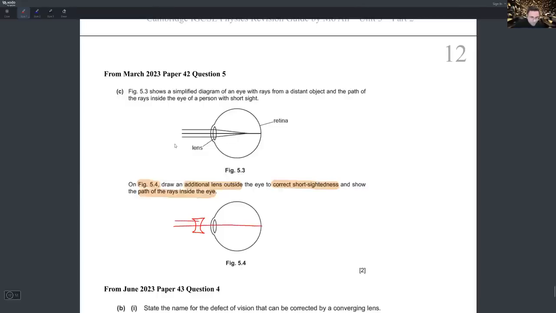One here that just spreads a bit. You don't even have to draw the spreading. The important thing is that they meet at the retina. This is the important thing. So one mark for this and one mark for this. For the light rays meeting exactly at the retina.